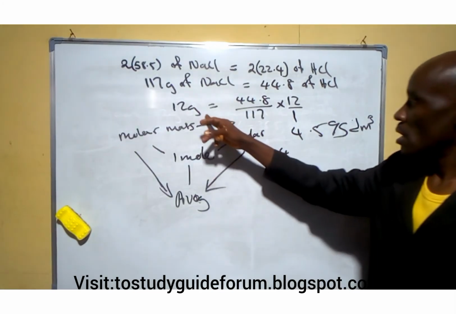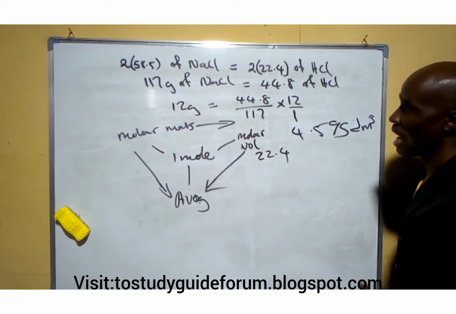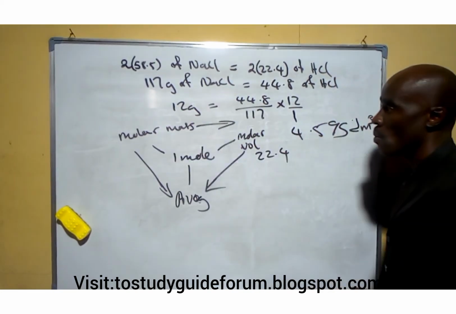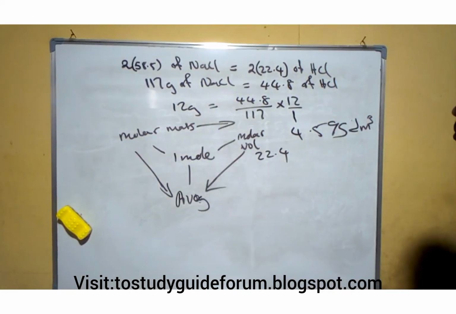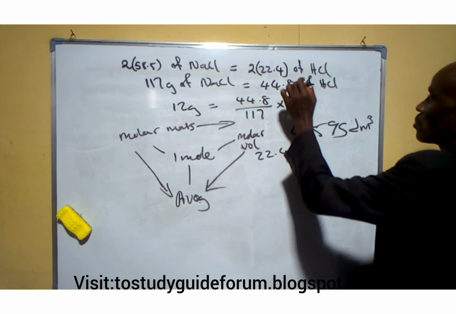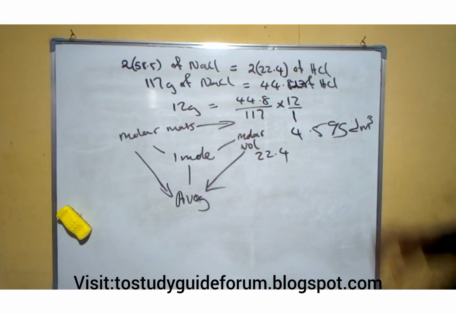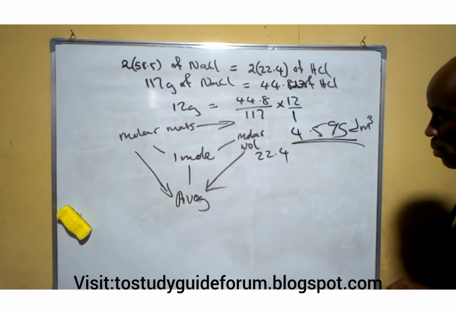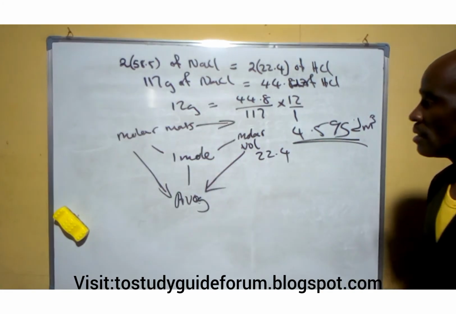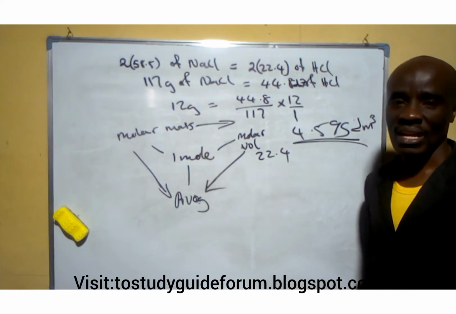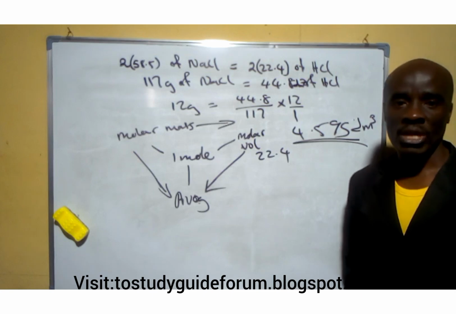This is the one we're supposed to get, because under ideal conditions, from the chemical equation, we found that 117 grams of sodium chloride can only give us 44.8 dm cube of hydrogen chloride gas. So from there, we'll be able to get this in the same dm cube. Always have this in mind, and anytime you want to do a question relating to this, you can look at this relation and get what you want.